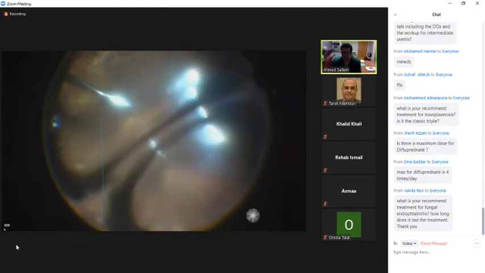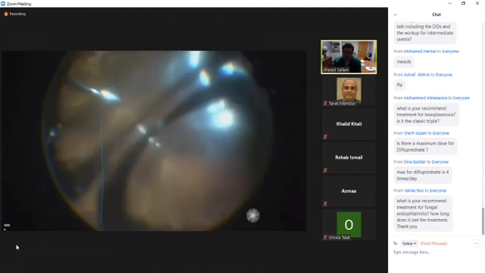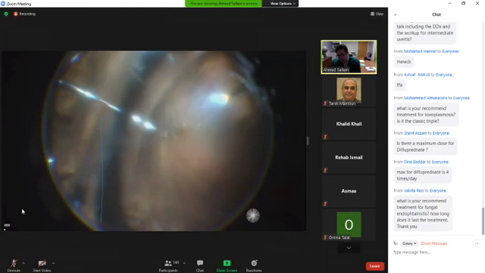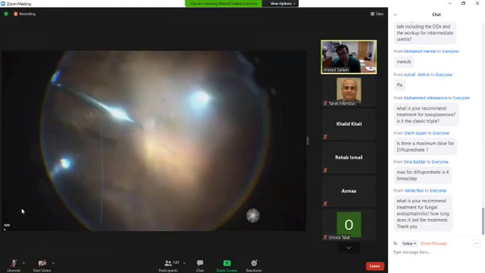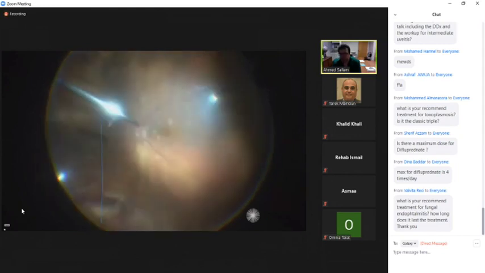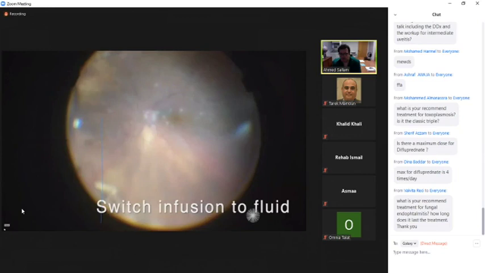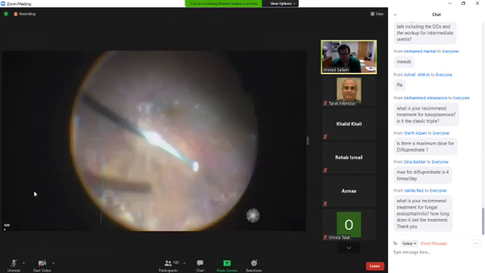So you're working and dipping down as the air fills the eye, so you have a good view, you can get a big sample and the eye does not collapse. And once you finish, you switch to fluid. After obtaining the samples, intraocular air is exchanged for balanced saline solution, and vitrectomy is completed.